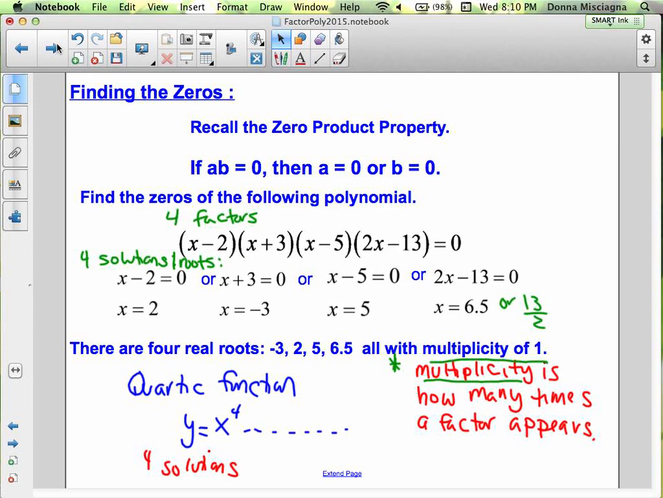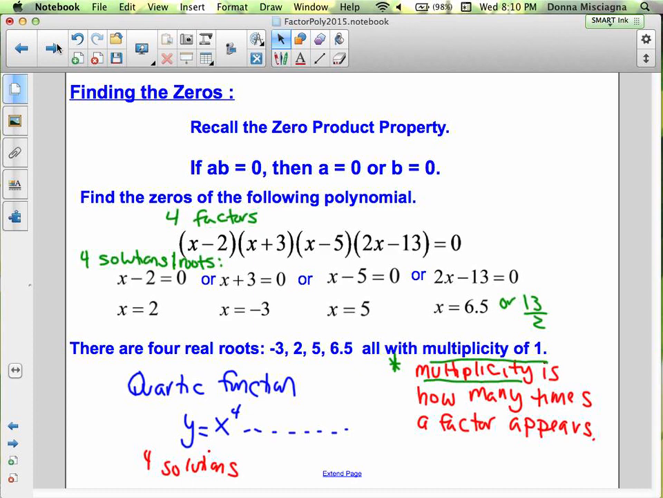Recall the zero product property. If a times b equals 0, then a equals 0 or b equals 0. So we want to find the zeros of the following polynomial. We see we have 4 factors. We have x minus 2, x plus 3, x minus 5, and 2x minus 13. It's all factored. We have 4 solutions. So therefore, this is a quartic function. It's got 4 solutions. So those are our factors.